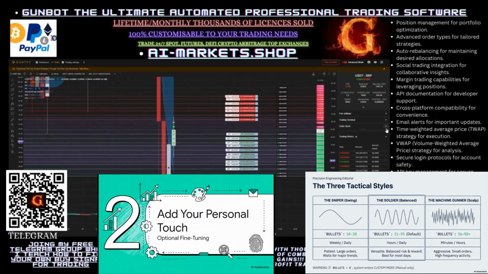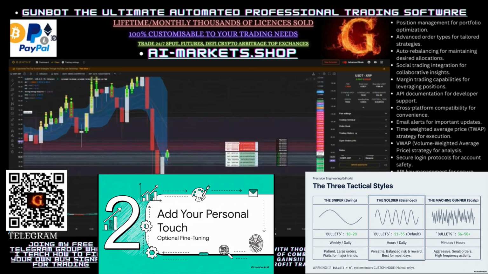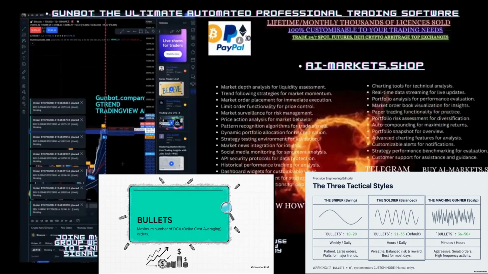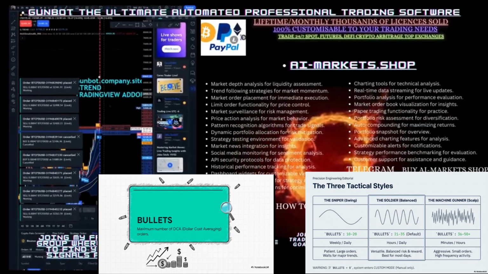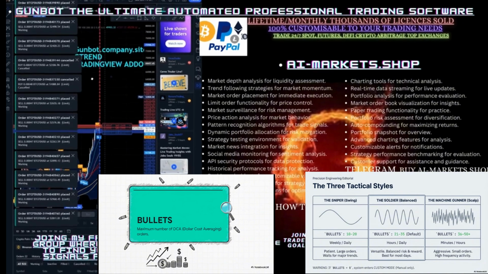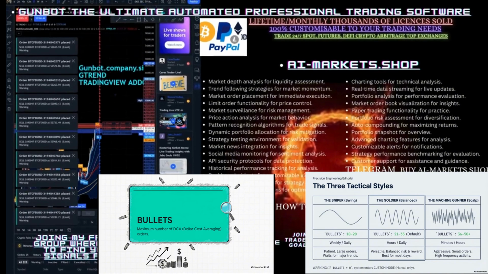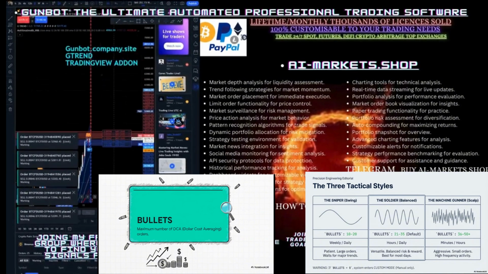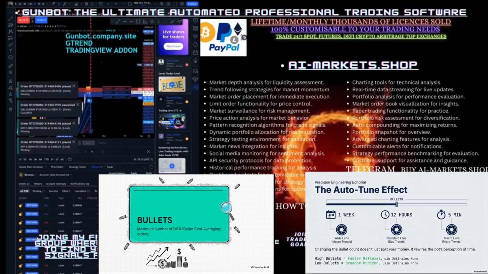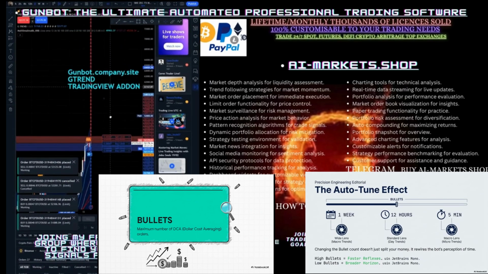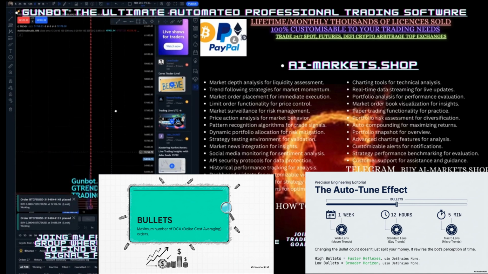Okay, but what happens when you get comfortable? What if you want a little more control? Well, that brings us to the next layer of the system, adding your own personal touch through some optional fine-tuning. First up for optional settings, we've got something called bullets. This is where you tell the system how many smaller buy orders you want it to make. So instead of buying everything at once, it can average out your price by buying into dips. It's a classic technique called dollar cost averaging, and this is your control for it.